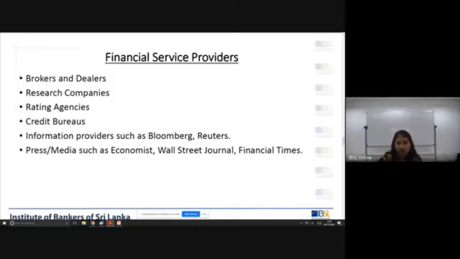Brokers, their business is to make sure that the buyer and the seller are met. Dealers will do it on their own account. Dealers will buy and dealers will sell. So there are certain differences. We will study that when we move to that particular chapter. So you have brokers and dealers who are service providers in the market.